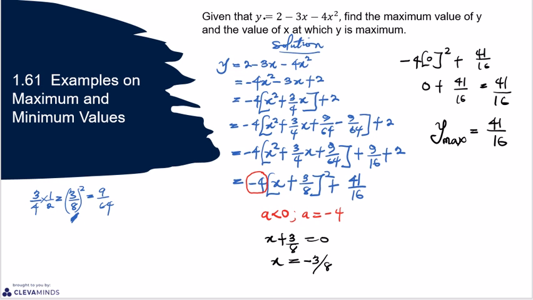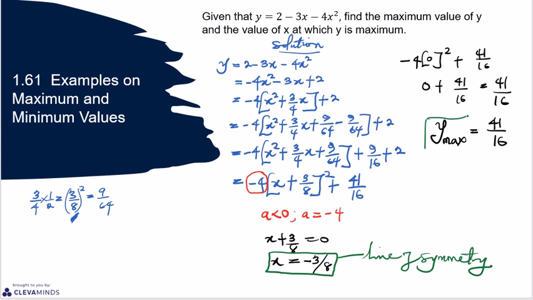So remember what the question says: given this equation, find the maximum value of y. This is the maximum value of y, 41 over 16. And the value of x at which y is at maximum is negative 3 over 8. So this again is called the line of symmetry. It's actually a line, and this is the y maximum. So we have come to the end of this question.